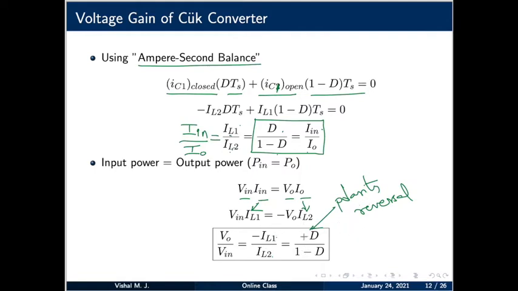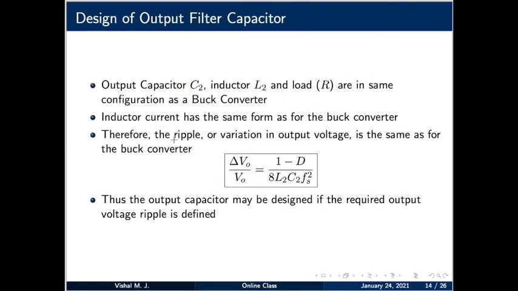But unlike a buck or a boost, the output will have a polarity reversal. That is why this negative sign has come. So, we have just now derived the voltage gain of the Cuk converter. Now, let us do the output filter capacitor design.